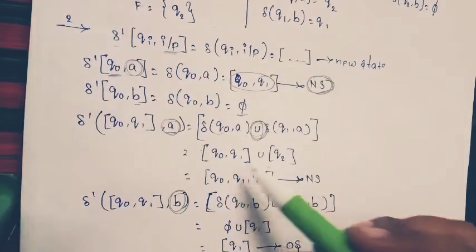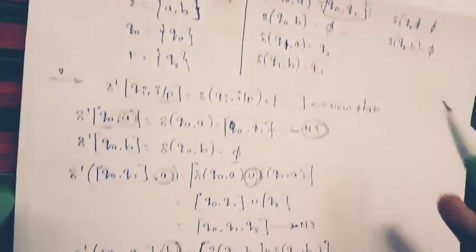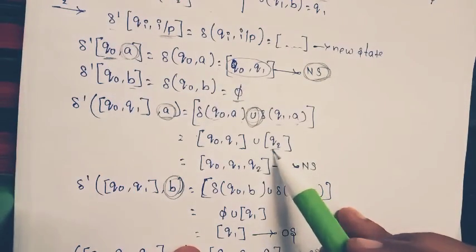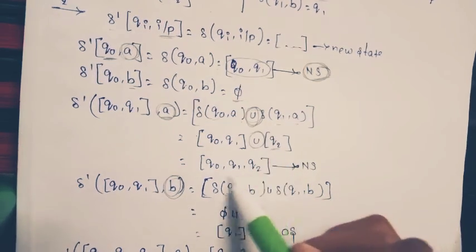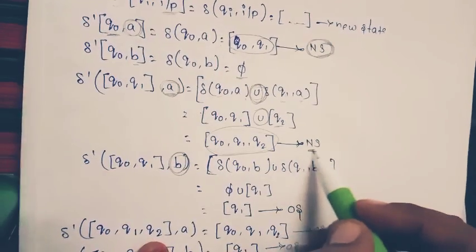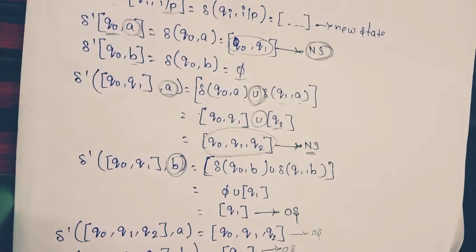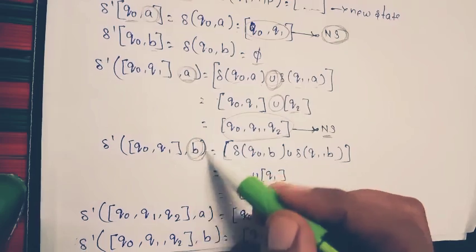Then I wrote here, then Q1 comma A, that is Q2, I wrote here. Now with the symbol of union, I am just combining these three, guys. It is also one of the new states because we didn't have this type of state in the previous. So this is a new state. Like this, now I am computing for B.